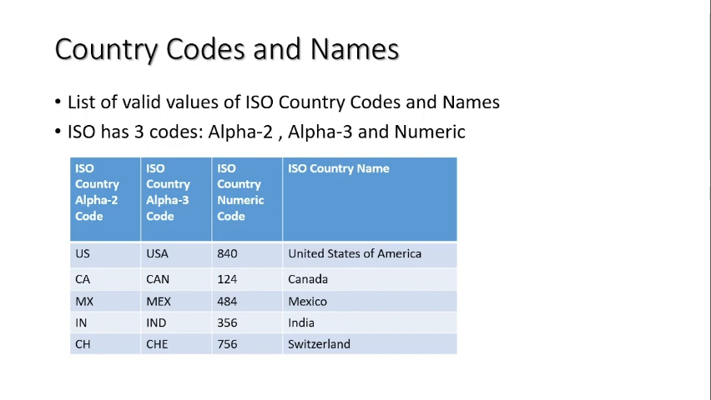Interestingly, for Switzerland, it is CH, CHE, and 756. So when I Googled for CH, I found that it stands for Confederatio Helvetica. So business may state a rule not to create a customer address record without a valid country code.